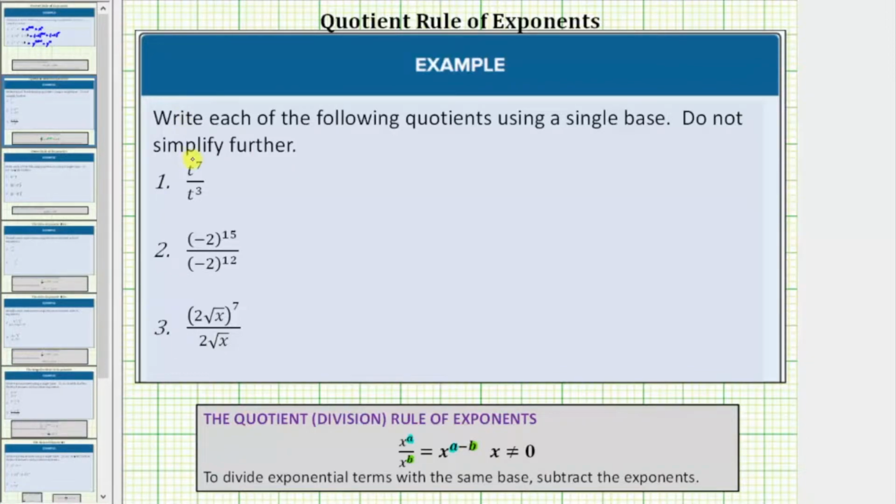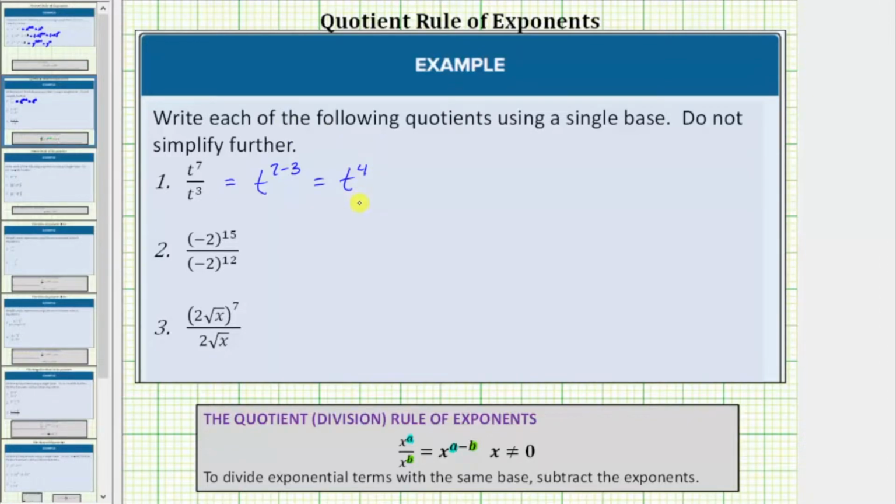Number 1, we have t to the 7th divided by t to the 3rd. Because we are dividing and the bases are the same, to determine the quotient, we subtract the exponents. So t to the 7th divided by t to the 3rd is equal to t raised to the power of 7 minus 3. 7 minus 3 is equal to 4. This quotient simplifies to t to the 4th.